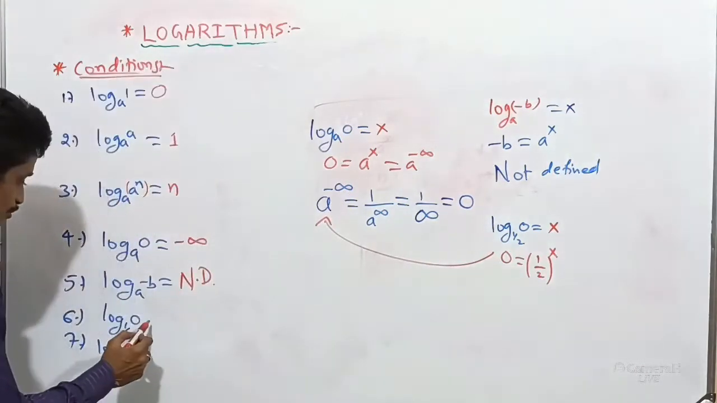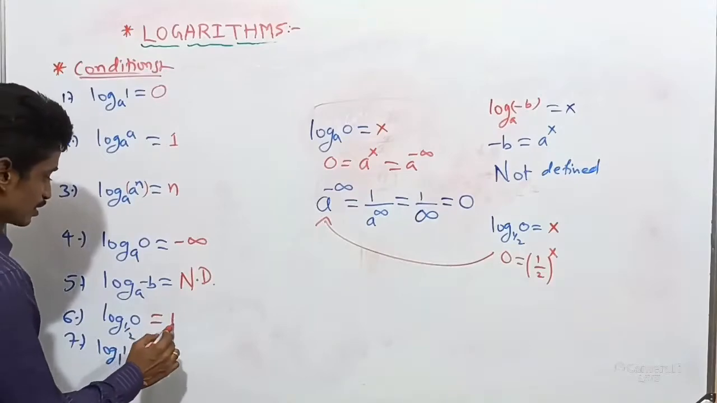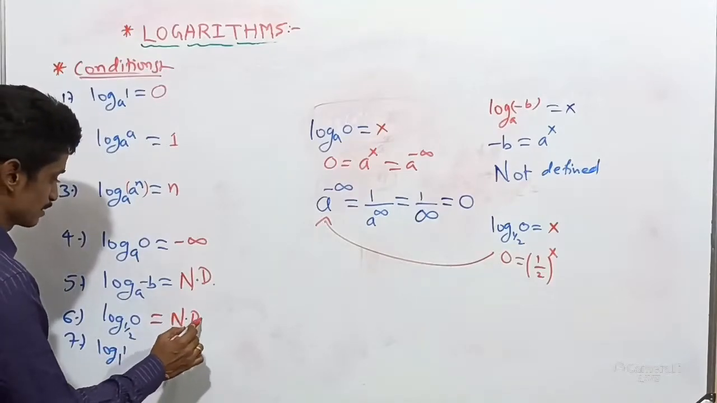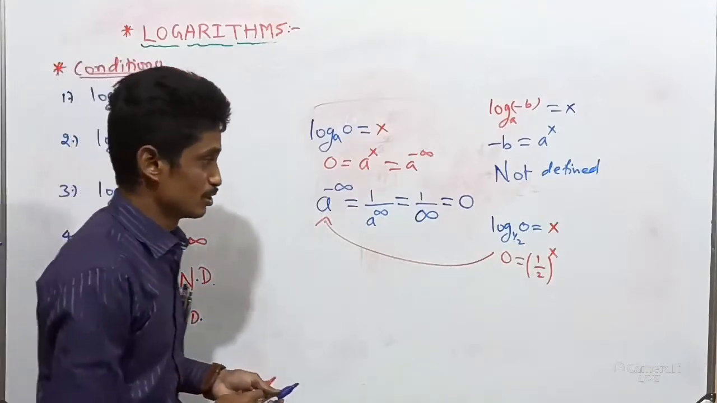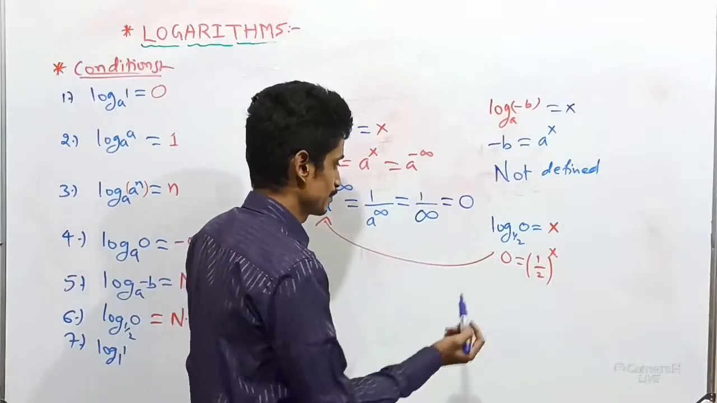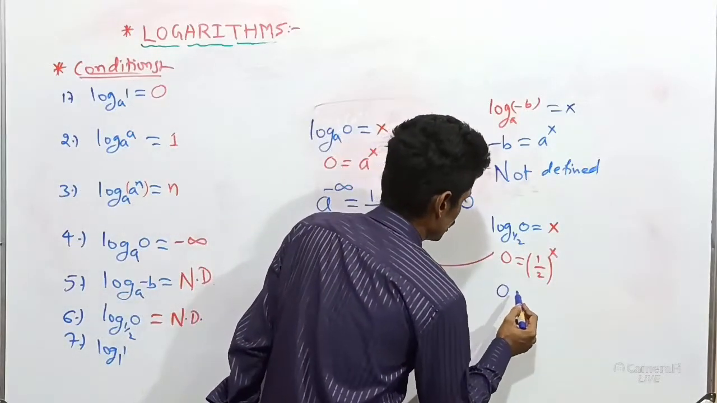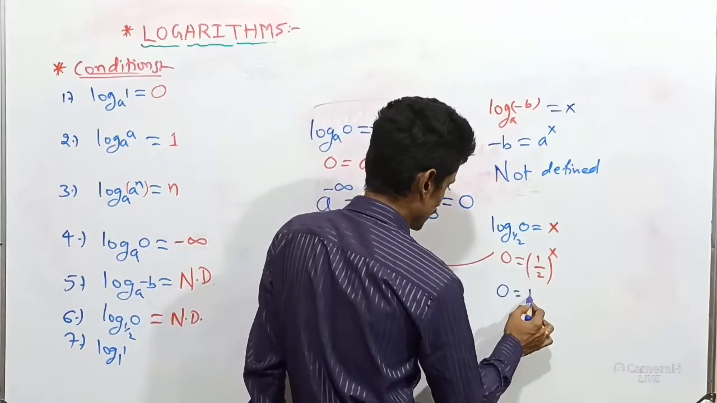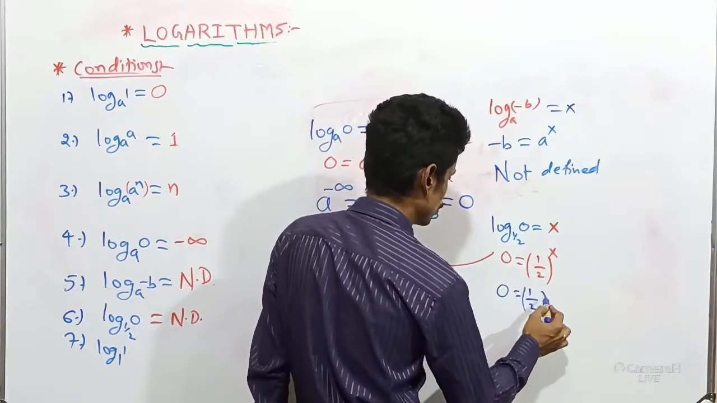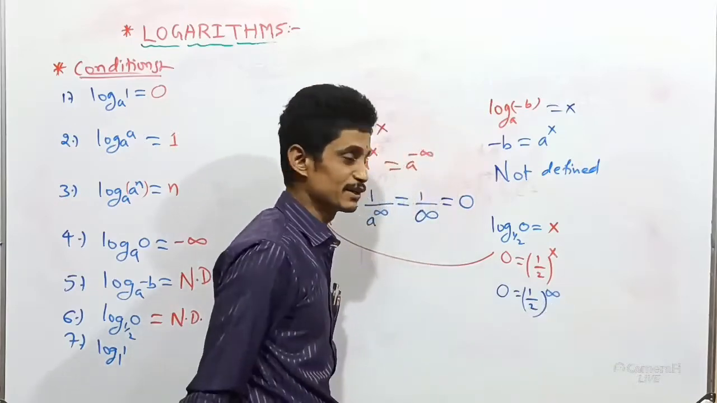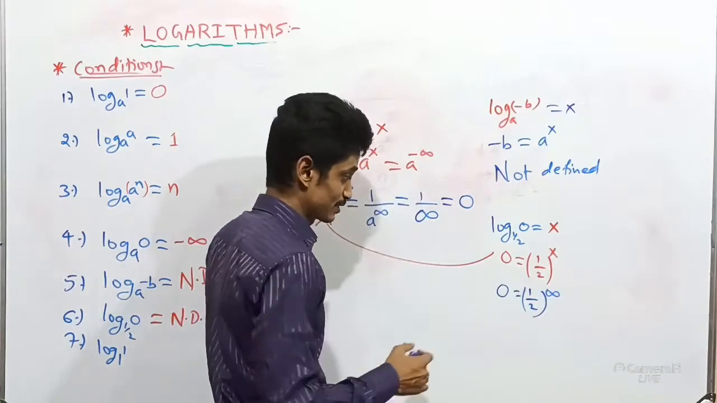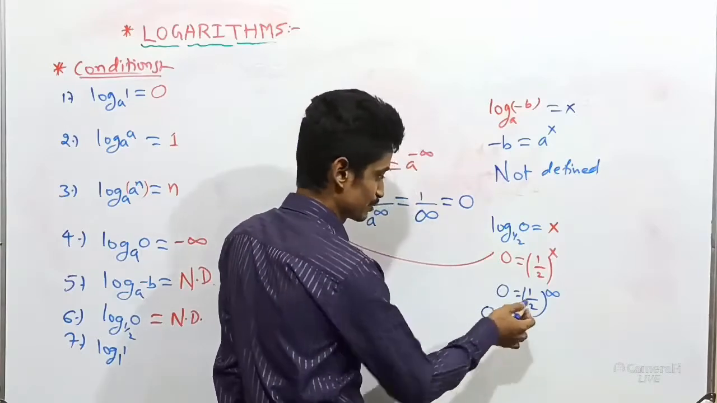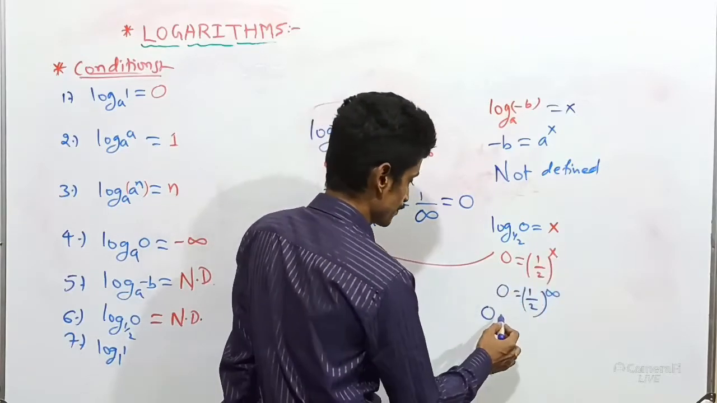Here, what can I write? Once again we write it as not defined. Such a number is not possible to get 0. Once I will explain, look properly. 0 is equal to 1 divided by 2 power x. I can feel like 1 divided by 2 whole power infinity, but don't feel like minus infinity. Minus infinity means we are not getting 0. That too I will show.